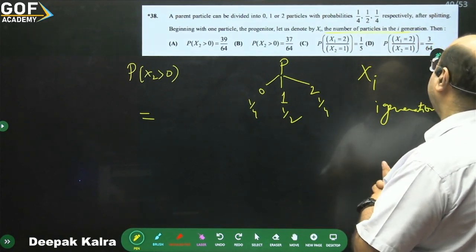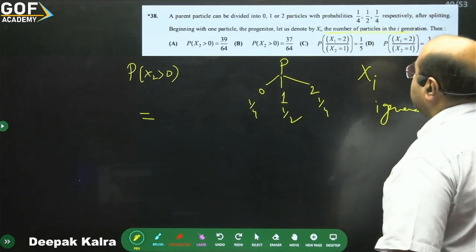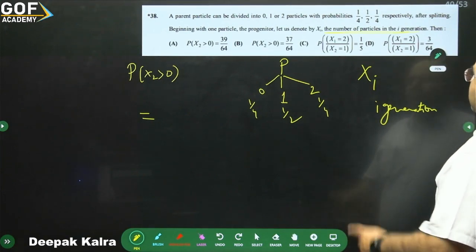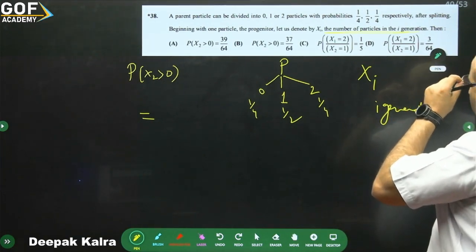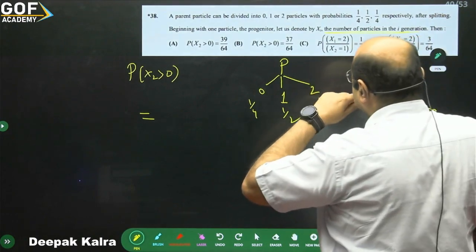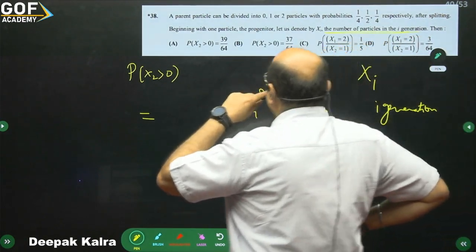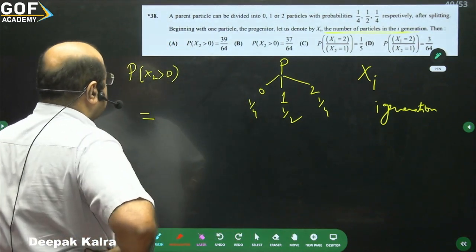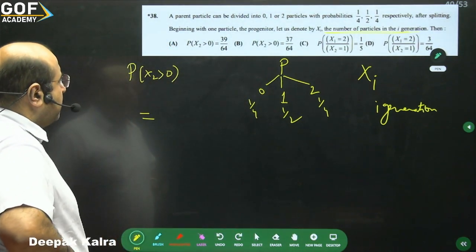I think the statement is not giving that much clarity. 1/4, okay, that is okay, but how to do the splitting? Greater than 0, they say, means what?